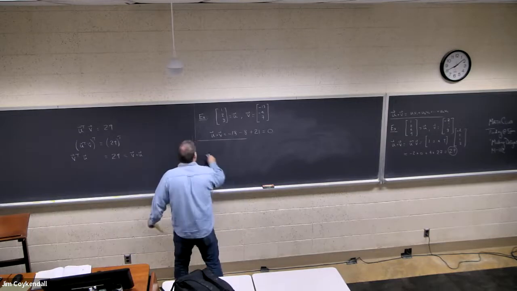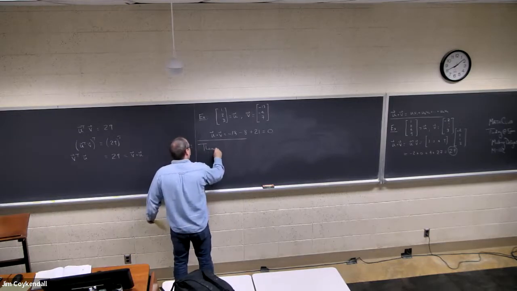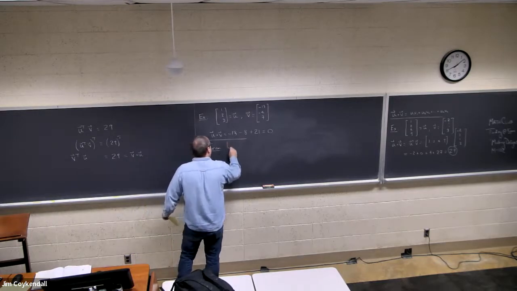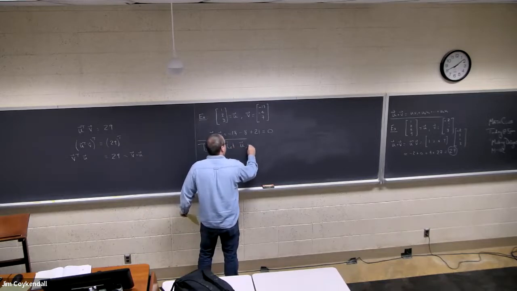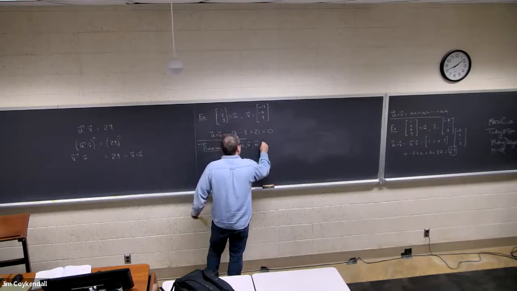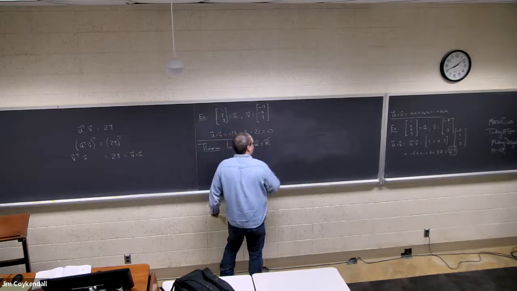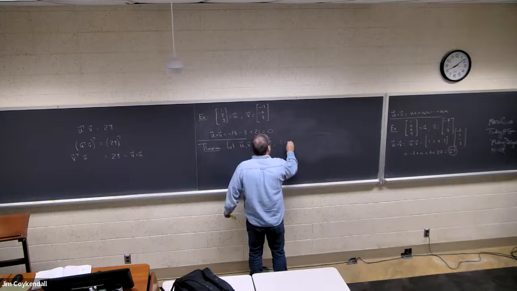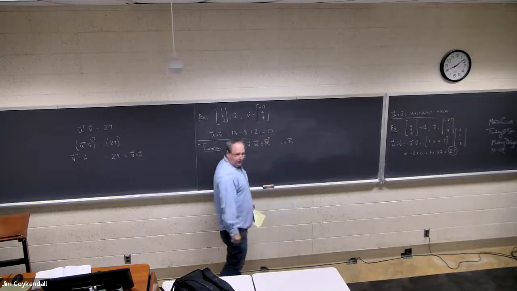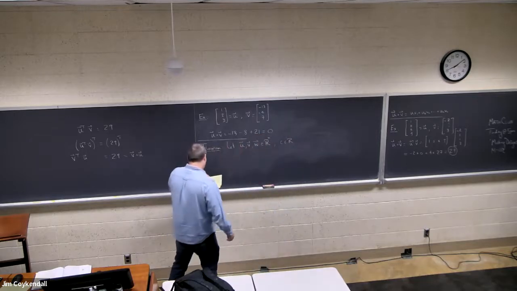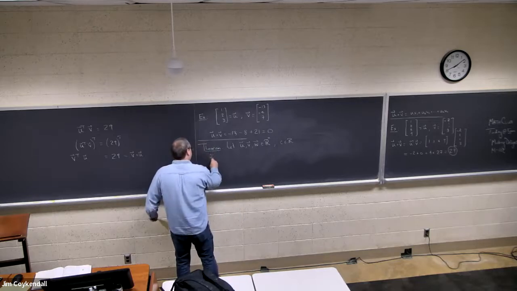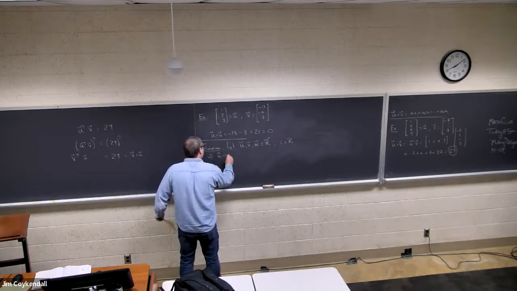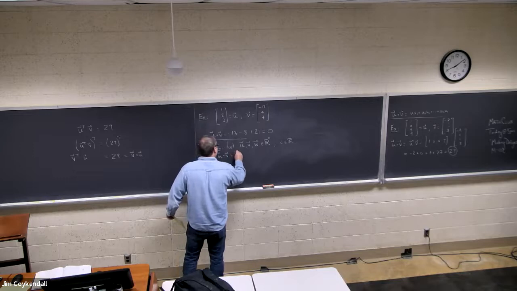Theorem. Let u, v, and w be vectors in R^n and c a scalar, and c is just a number. Then u dot v equals v dot u.